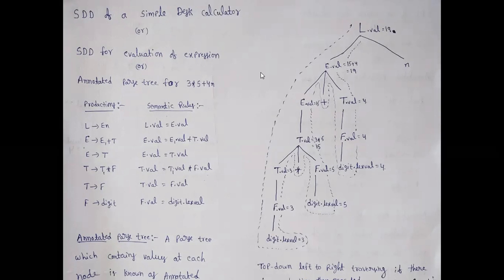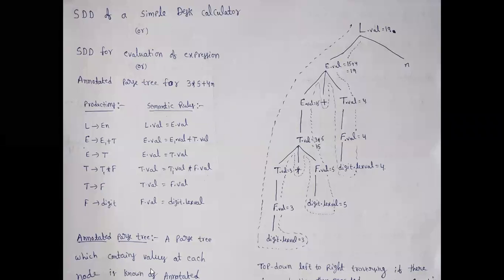So in this we are going to convert it into an annotated parse tree. So what is an annotated parse tree? A parse tree which contains values at each node is known as an annotated parse tree. So we are constructing the parse tree here, and this parse tree we are going to convert into an annotated parse tree. Then in this we are going to use some traversal, that is top down, left to right traversing we are using.